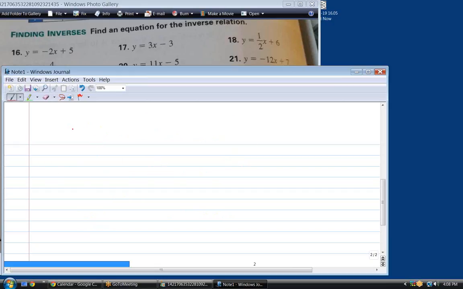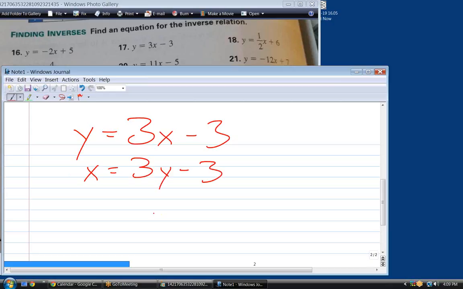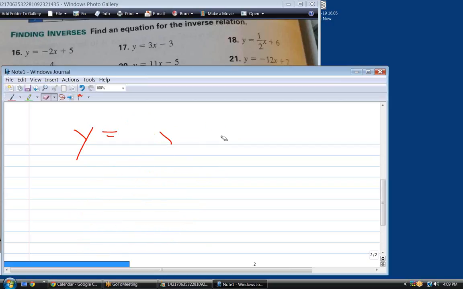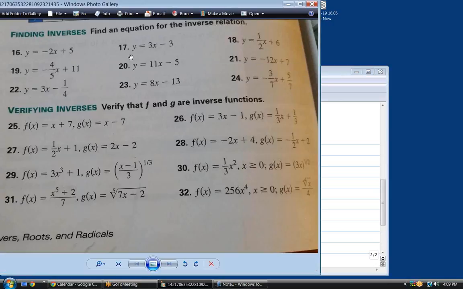So, let's look at this one. Next line. x equals 3y minus 3. Next line. x plus 3 equals 3y, then divide everything by 3, so y equals x plus 3 over 3. That's it. Now, it's very simple to do this when we're talking about linear equations, which all of these are.